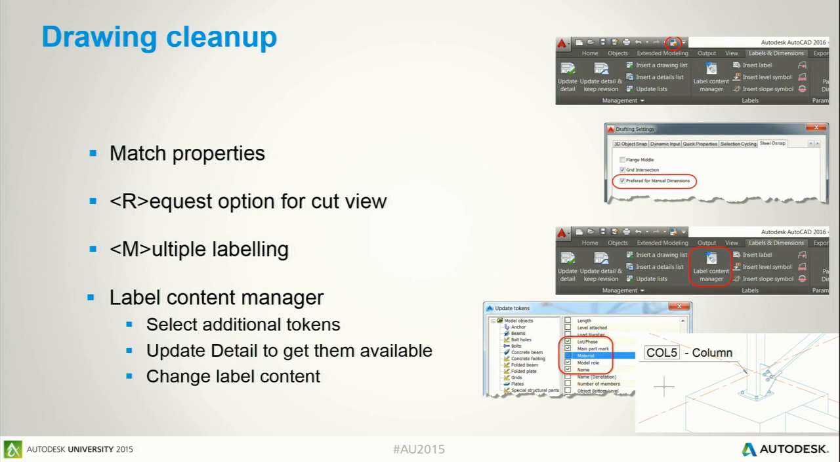About the drawing cleanup, there are different possibilities I wanted to mention here. You can use match properties for most of the elements within a drawing. It helps speed up the way you change, for example, the line types or the color of an element. When you label elements, you can type M and label multiple elements in one shot. When you create a cut view, you can press R, like request, and have access to some specific drawing styles also. When you insert a label, you may want to have access to additional information, and for that you can use the label content manager. I'm going to show you quickly how it works.